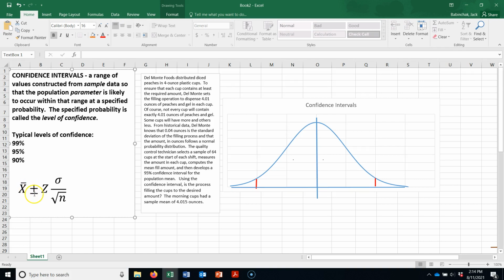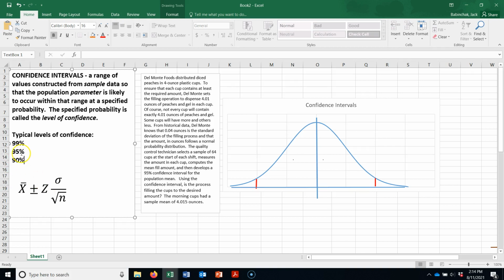And then we have plus or minus. We're going to add something to this mean, and then subtract something from the mean. When we add it and subtract it, we have two numbers, and that's our interval, our range. Those two numbers are our confidence interval. So the sample mean plus or minus our z-score. Now our z-score is going to come from the level of confidence that we have.